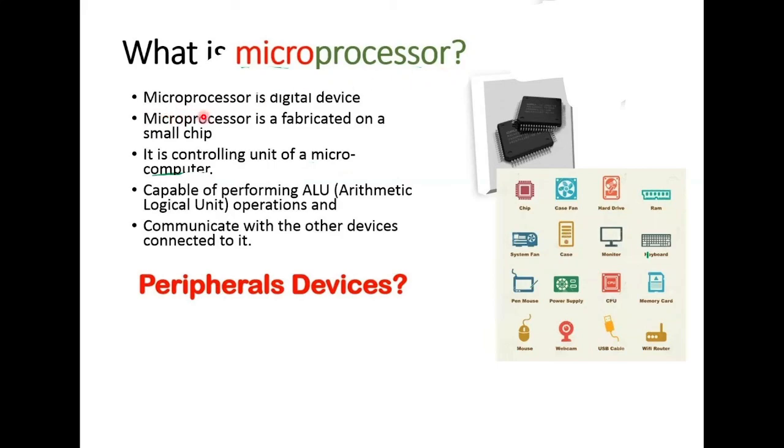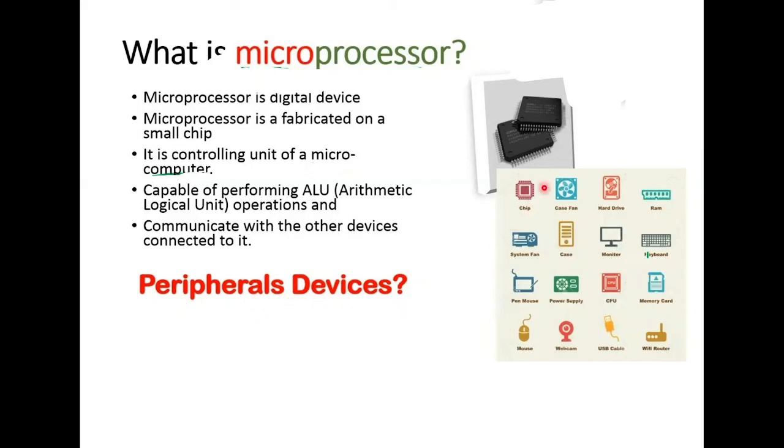A microprocessor is a digital device, so it deals with zeros and ones, and it is fabricated on a small chip. It is the controlling unit of a microcomputer. So we can say the microprocessor is the brain of any computer system, and it is an IC capable of performing arithmetic and logical operations. Also it can communicate with the other devices which are connected to it. They are all called peripheral devices.